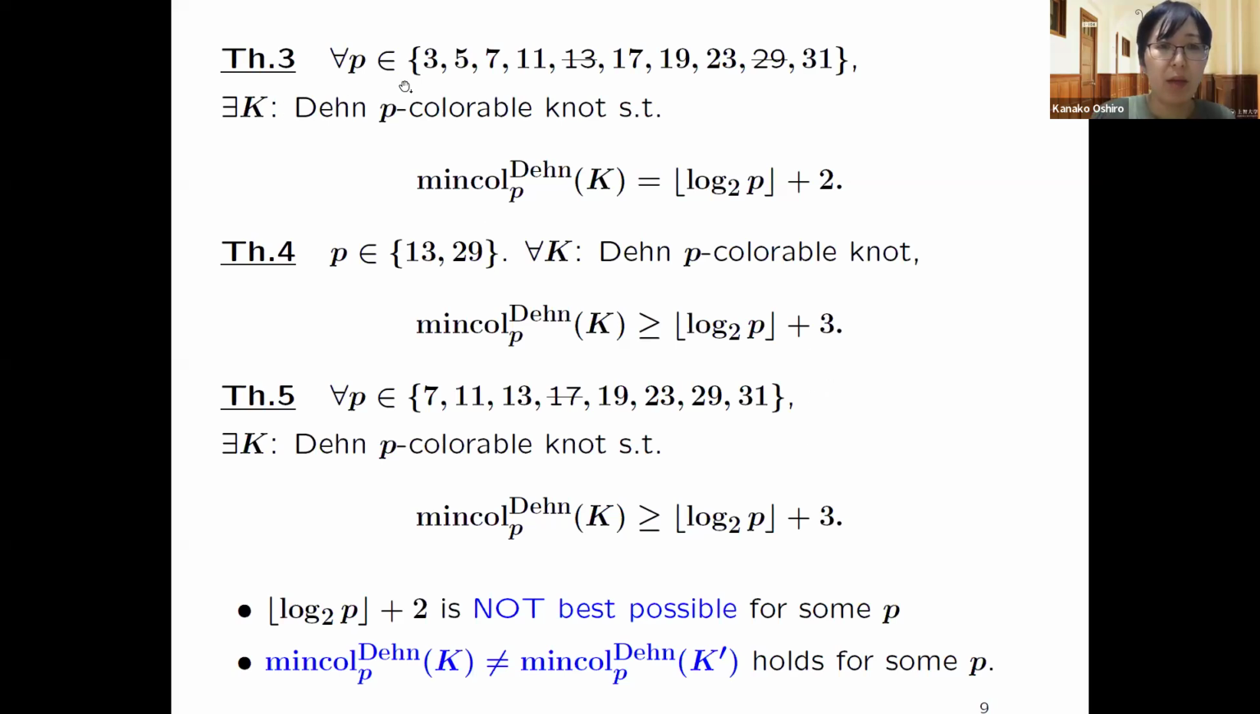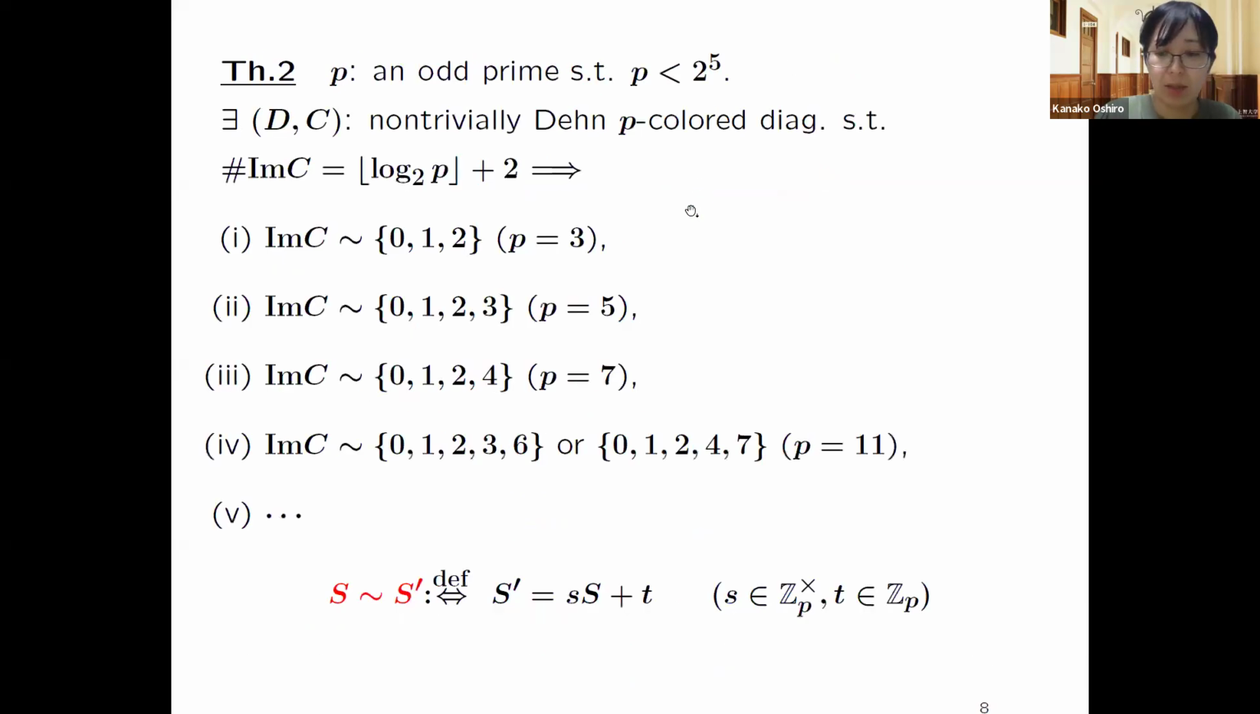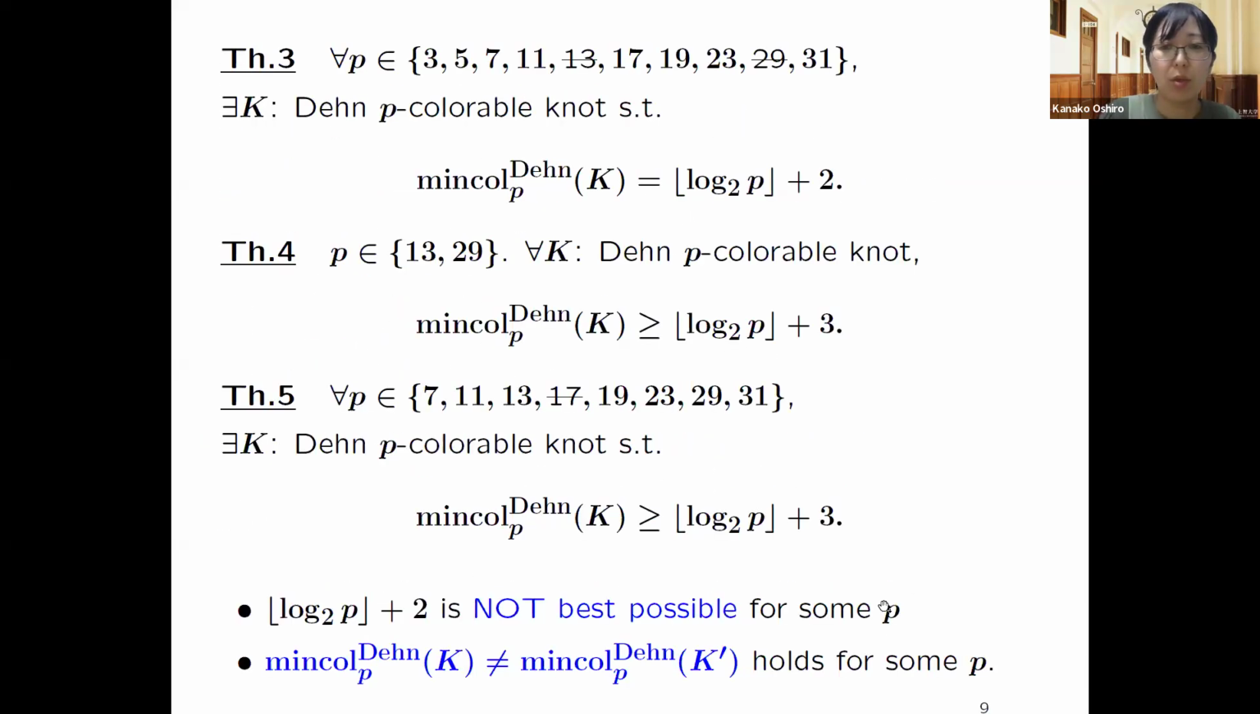Theorem 3: for any odd prime number p less than 2 to the 5th power, except for 13 and 29, there exists a Dehn p-colorable node K satisfying that the minimum number of Dehn p-colors of K is equal to this lower bound, the floor function of log 2 p plus 2. So what about the case of 13 and 29?